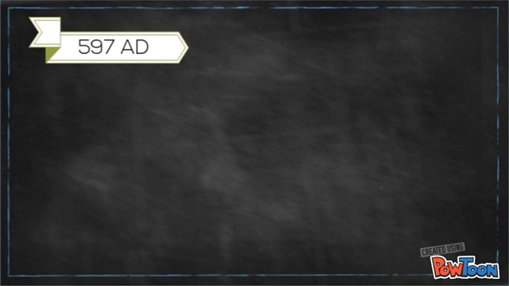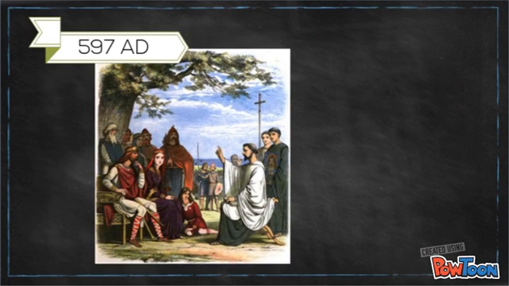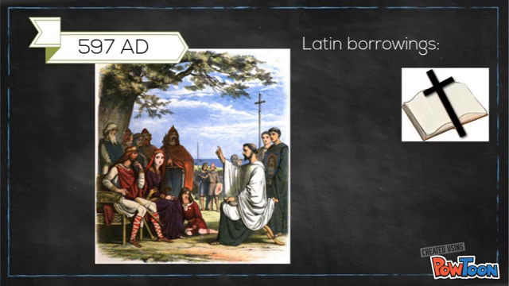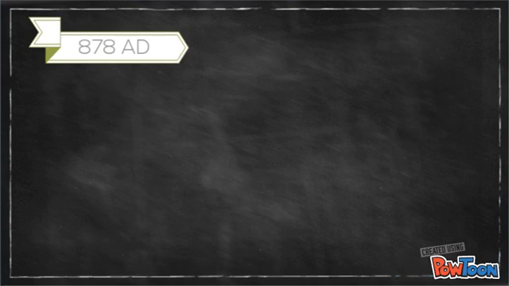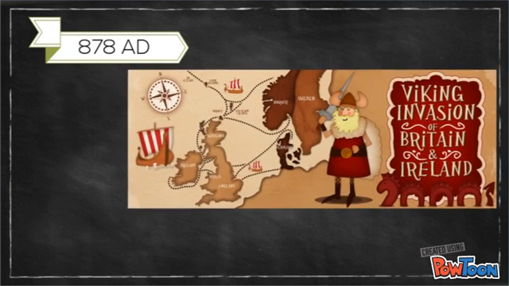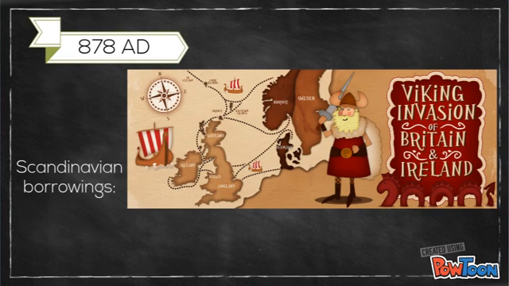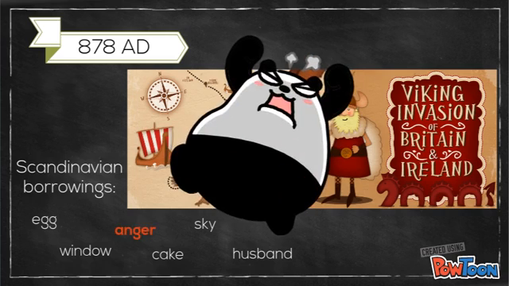At the end of the 6th century, St. Augustine arrived on the island to Christianize it. This Christianization brought Latin words into the English language, especially words related to the church such as mass, angel, nun, or priest. Near the end of the 9th century, the Vikings, Scandinavian peoples, invaded the country, and English got many Scandinavian words such as egg, sky, cake, window, husband, or anger.